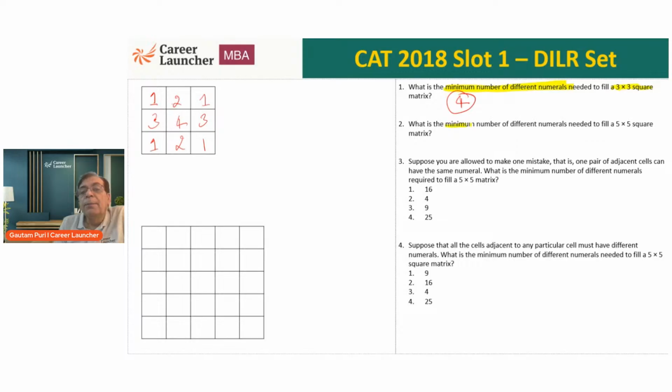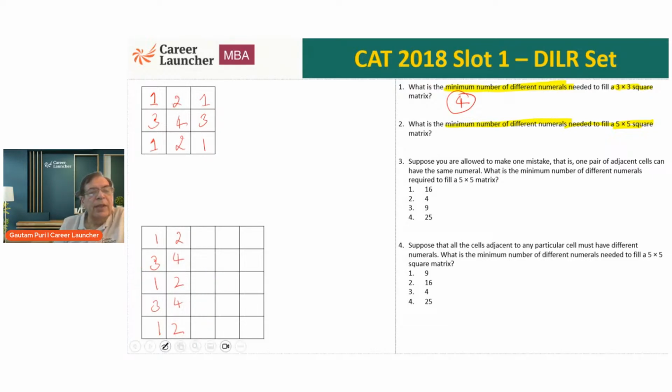Question 2. Minimum number of different numerals needed to fill a 5 by 5 square matrix. I'll do the same thing out here. If this is 1, 2, what about this one? Has to be 3 and 4. Okay. And 1, 2, 3, 4. First and third have to be the same. Second and fourth have to be the same. Third and fifth have to be the same. Okay. No issues, I hope.